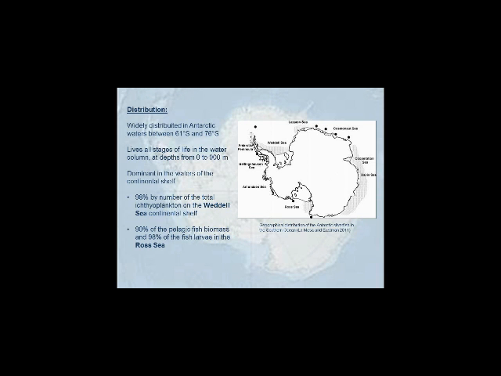Pleuragramma antarctica is a circumpolar pelagic Notothenioid fish, which is very abundant in the coastal water of Antarctica. It lives as eggs, larvae, juveniles and adults in the water column at depth from 0 to 900 meters. It's dominant in the water of the continental shelf, where it represents 98% by number of the total ichthyoplankton on the Weddell Sea continental shelf, and 90% of the pelagic fish biomass, and 98% of the fish larvae in the Ross Sea.